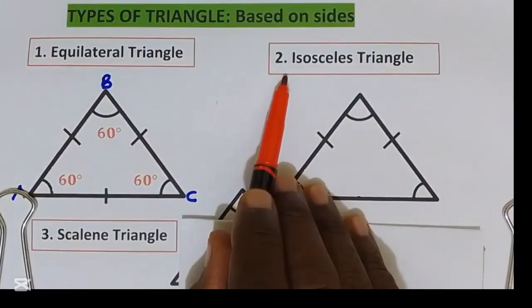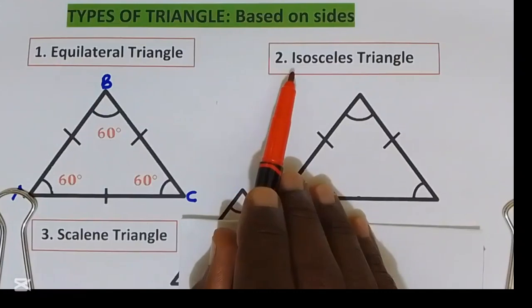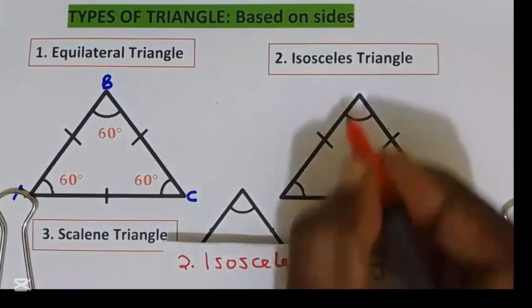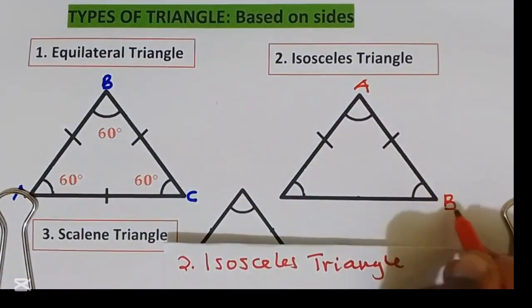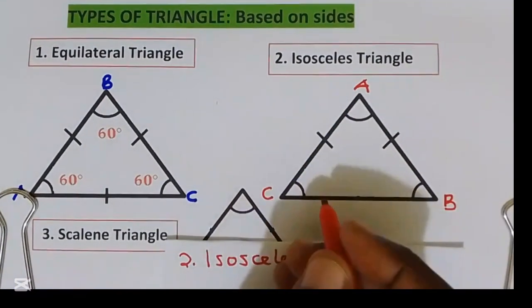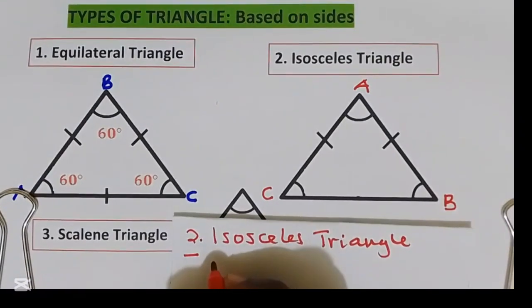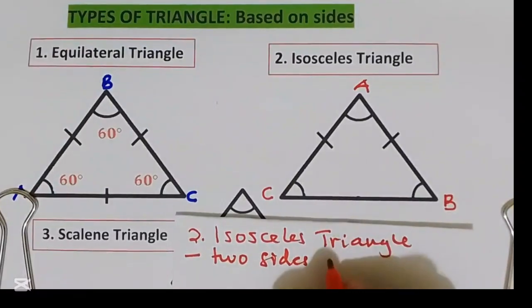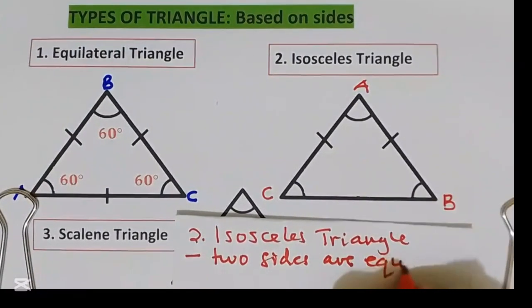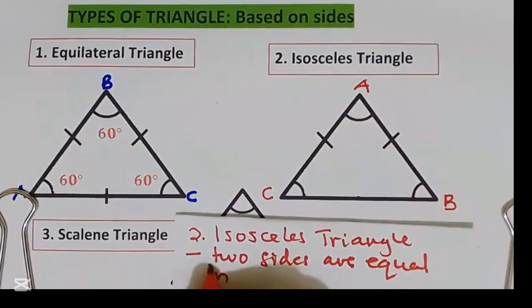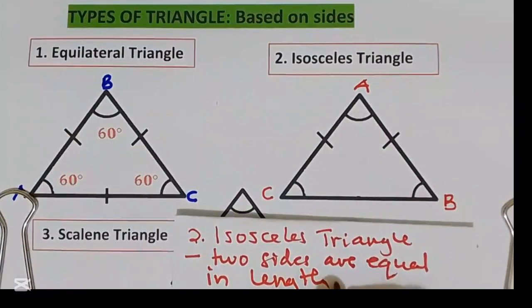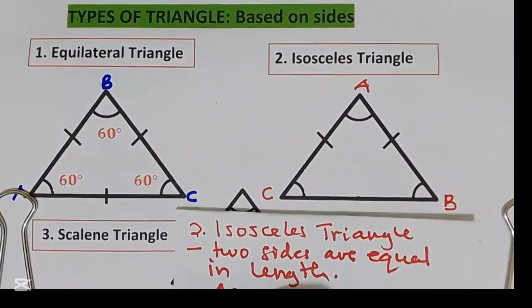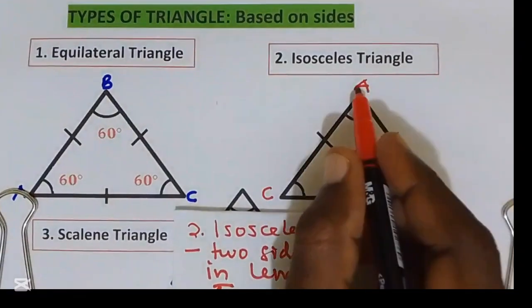Let us see the characteristics of the second type of triangle, the isosceles triangle. Let us call our triangle A, B, C. First characteristic, two sides are equal in length. That is, side AC is equal to side AB.